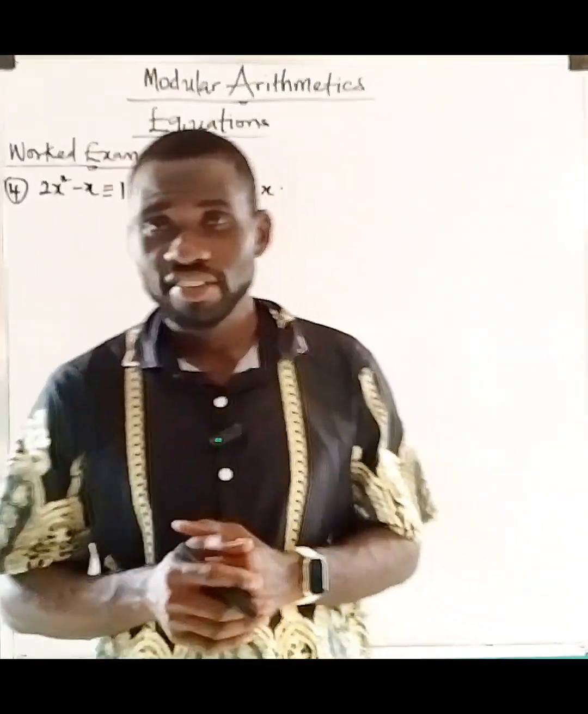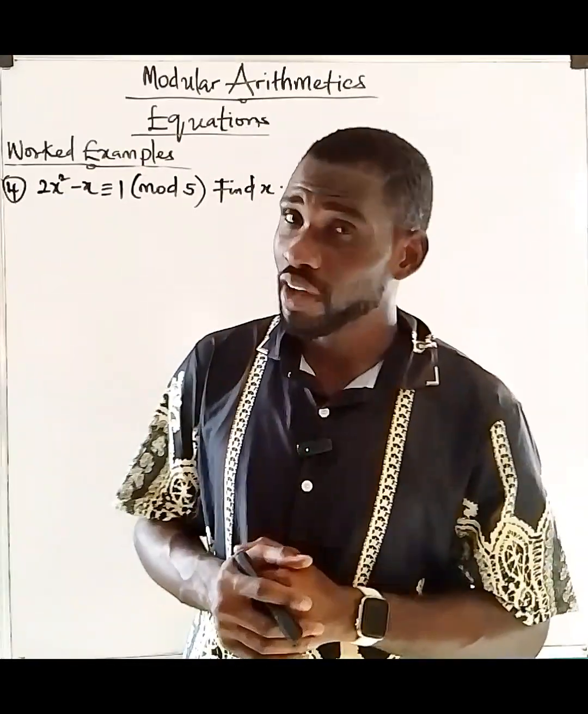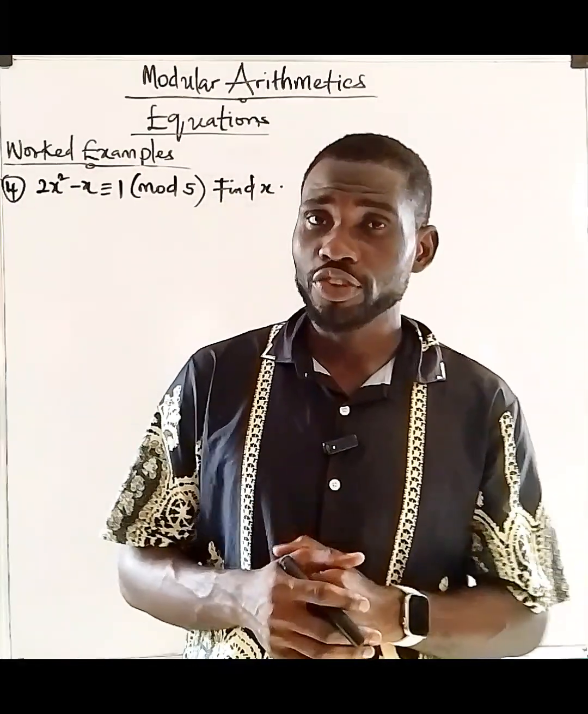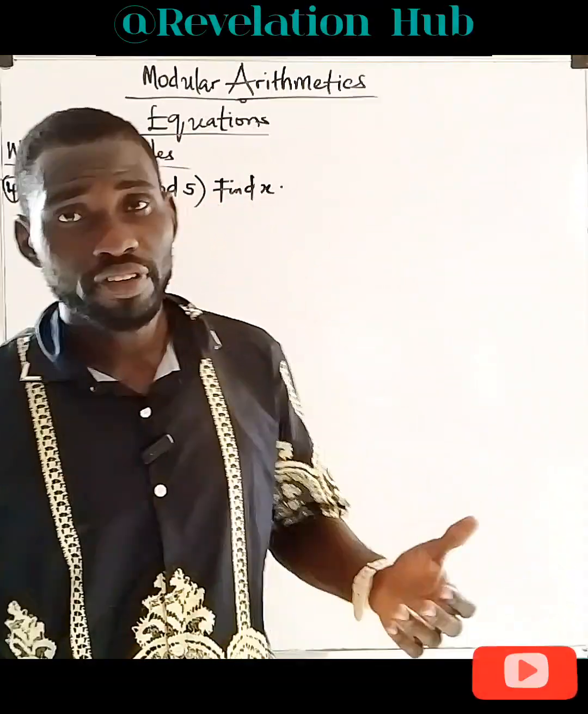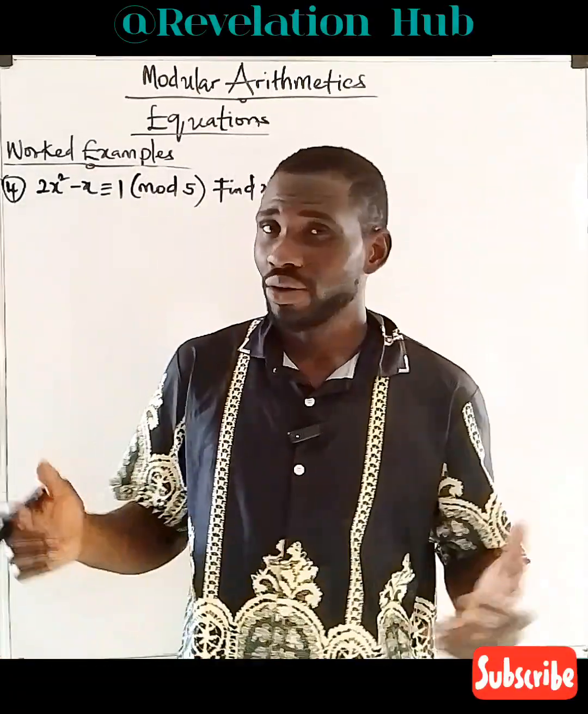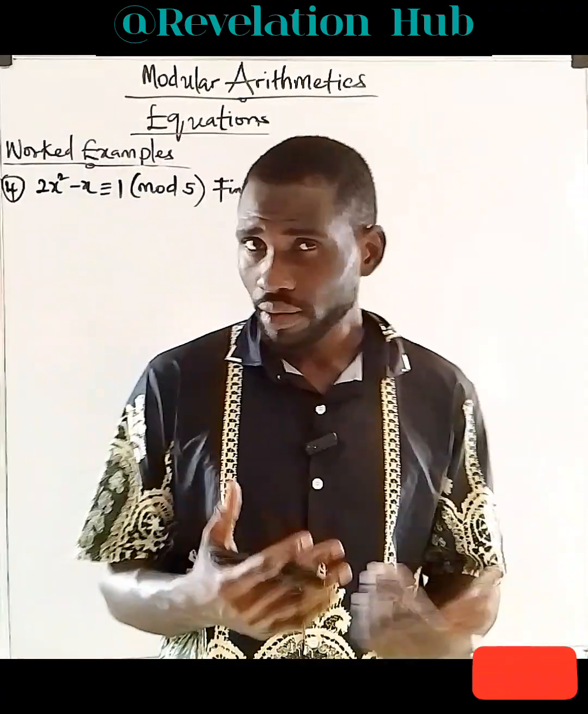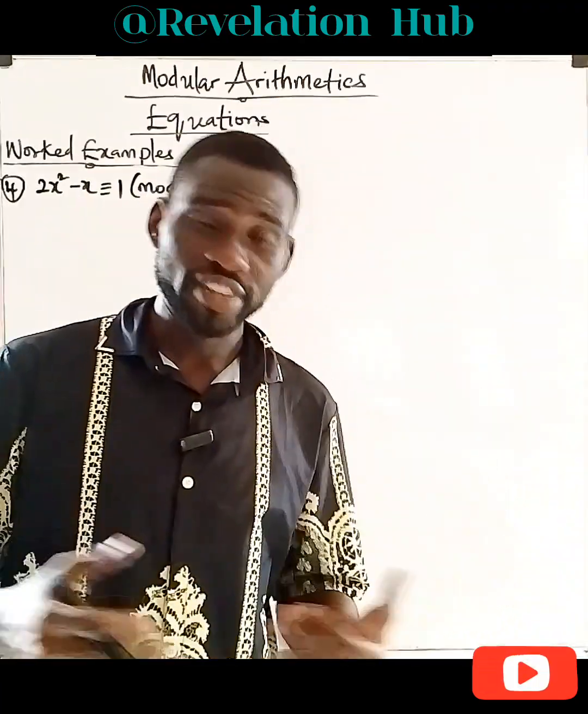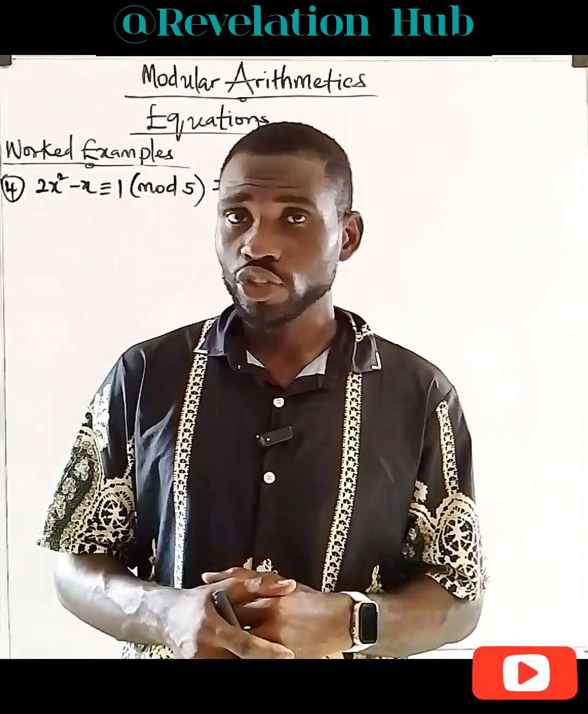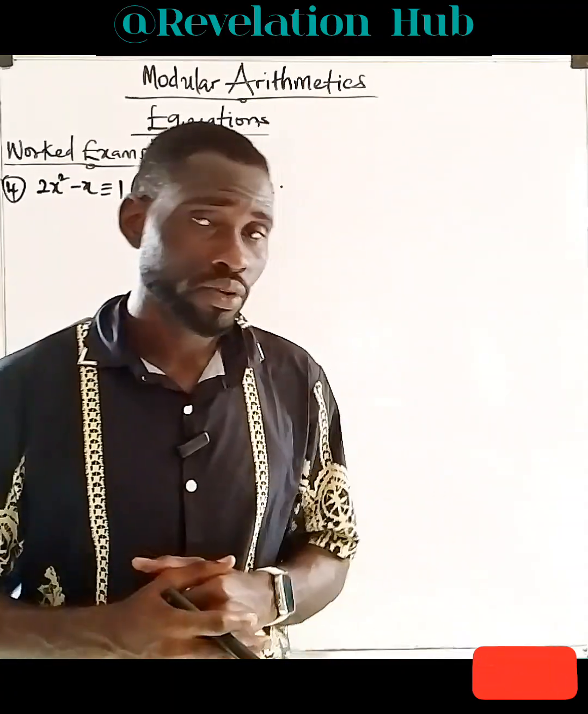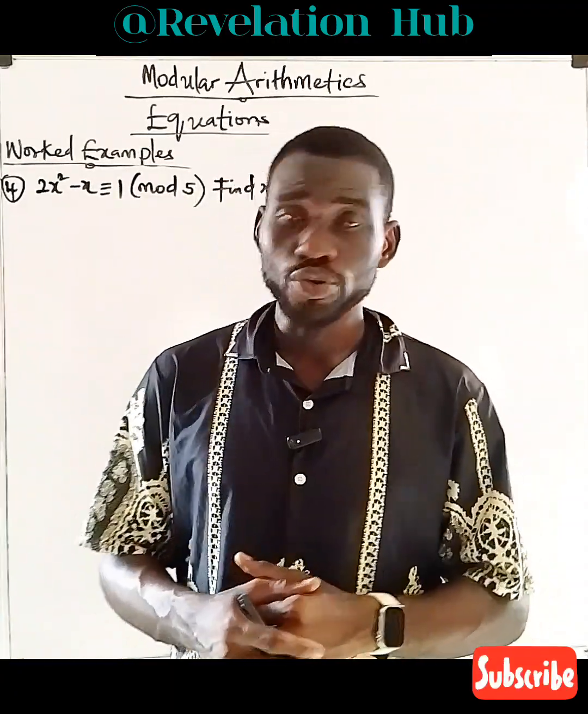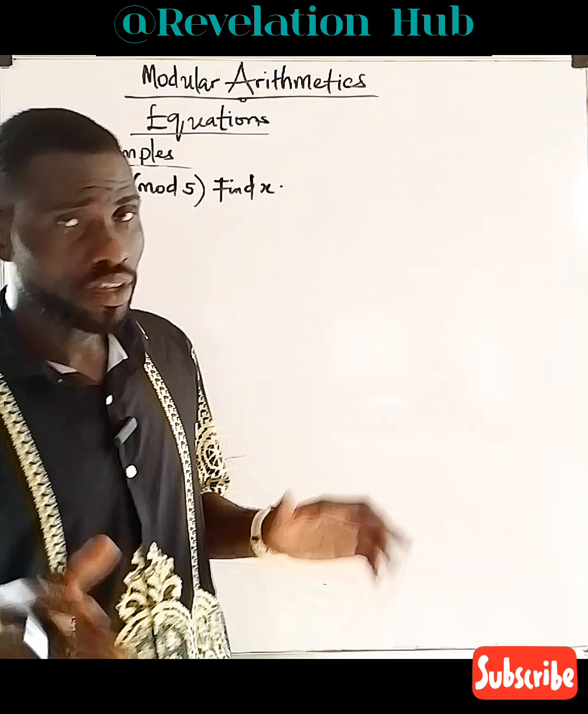Hello guys, in today's lesson, we're going to be looking at the third and final worked example on equations under modular arithmetic. In our previous lesson, we perfected everything on the first three major examples. We looked at the linear equation. The second example was simultaneous equation with one unknown. The third example was simultaneous equation with two unknowns, x and y. So right here, we're looking at quadratic equation.